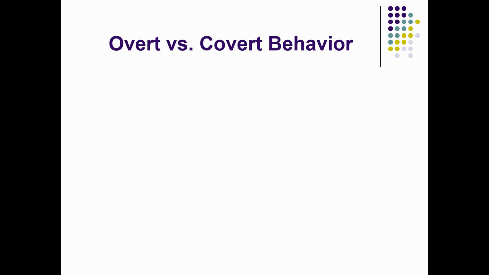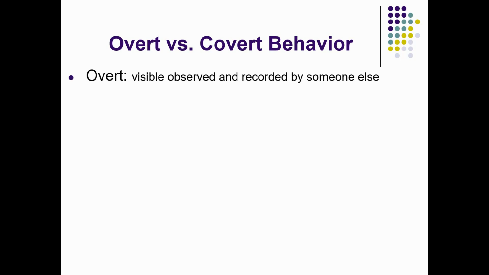We're also going to talk about behaviors being either overt or covert. So let's talk about what these 2 things mean and talk about some examples. So overt behavior refers to any behavior that is visibly observed or could be recorded by somebody else. So some examples of overt behaviors.